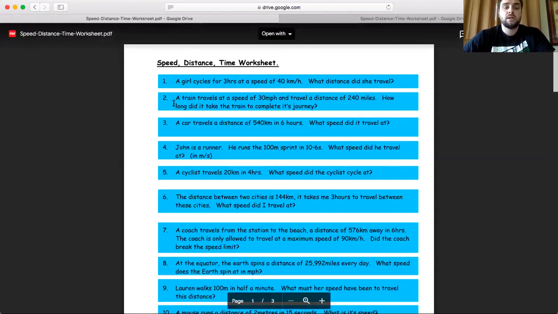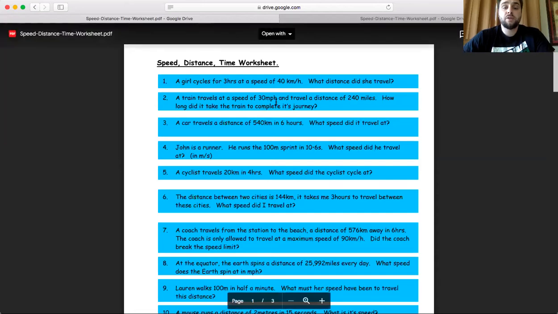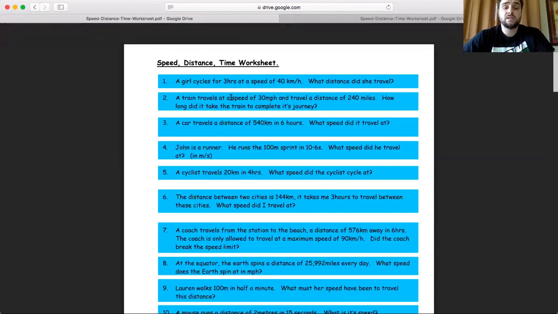The second one says, a train travels at a speed of 30 miles per hour and a travel distance of 240 miles. How long did it take the train to complete its journey? Okay, so now we're talking about time. We're asking about how long it took for the train to complete its journey, right? So we have 240 miles here. We have 30 miles per hour here. Now this is our speed. It says here for us, I don't know if you can see it highlighted, speed of 30 miles per hour and a distance of 240 miles.